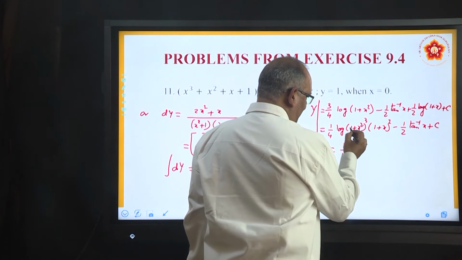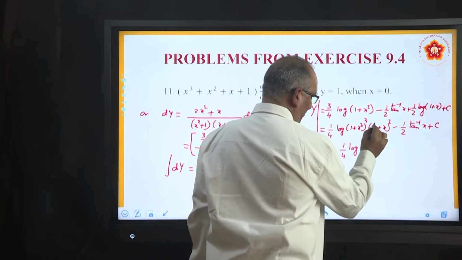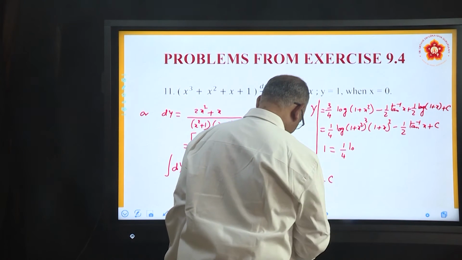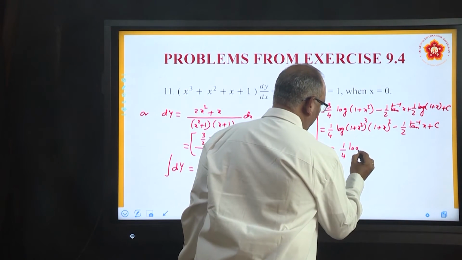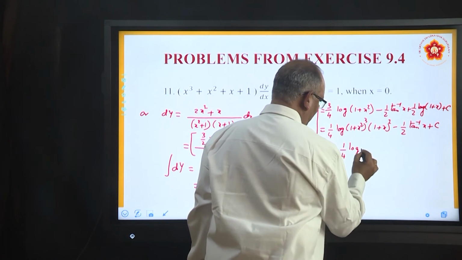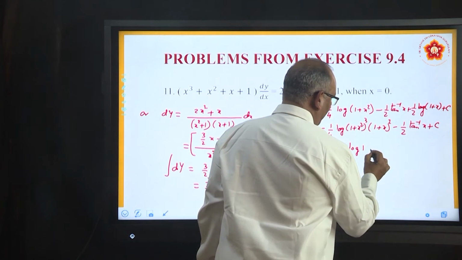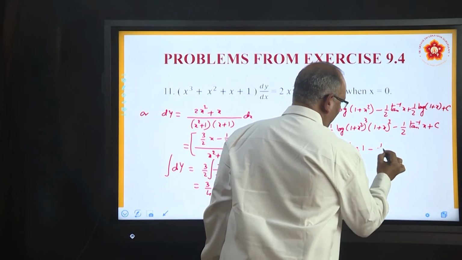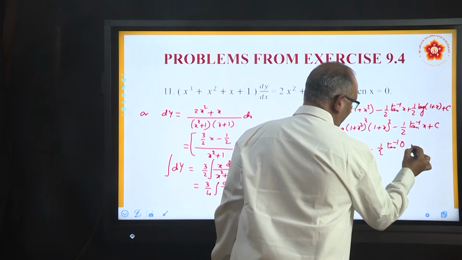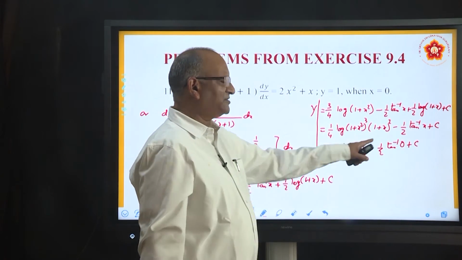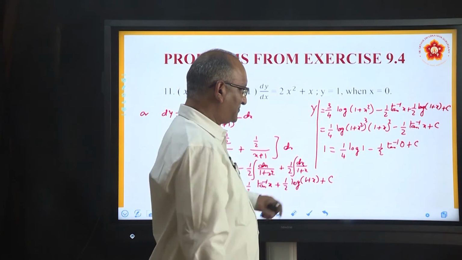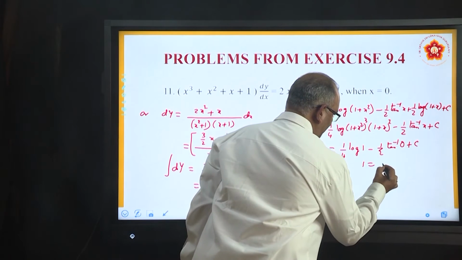Y actually will become 1, because x will become 0, 1 into 1. We can say it is log x became 0, so it is log 1. This also became 0, so it is 1. So it is basically log 1 minus 1 by 2 tan inverse 0 plus c. What is tan inverse 0? It is 0. What is log 1? It is 0. So what is the value of c? We can say 1 equal to c.